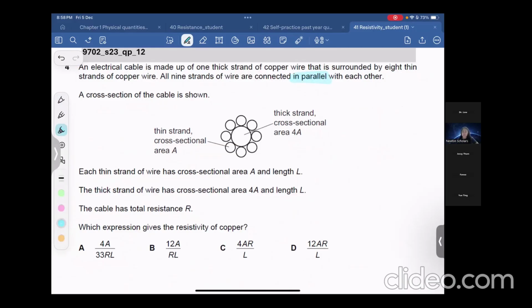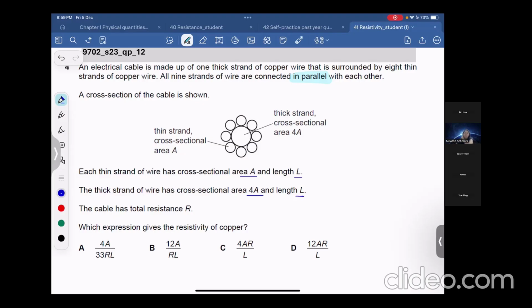This question I guide you. Later on, behind there is one similar question, and that one you try by yourself. So when they are connected in parallel, each thin strand of the wire has a cross-sectional area A and length L. The thick one is 4A and the length is still L. Total resistance is R.